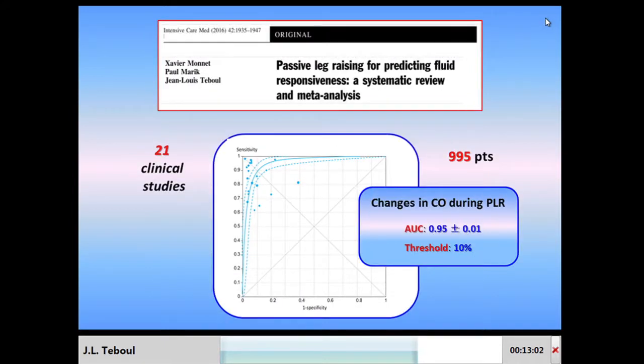In this meta-analysis published last year with Xavier Monnet and Paul Marik, we included 21 clinical studies and almost 1,000 patients. So it's not negligible. And we found that the changes in cardiac output during this very brief maneuver of less than 1 minute during PLR can predict the responsiveness with a very good accuracy. Area under the ROC curve was 0.95 and the threshold value was 10%. So we were very lucky to find 10% because it is easier to remember.